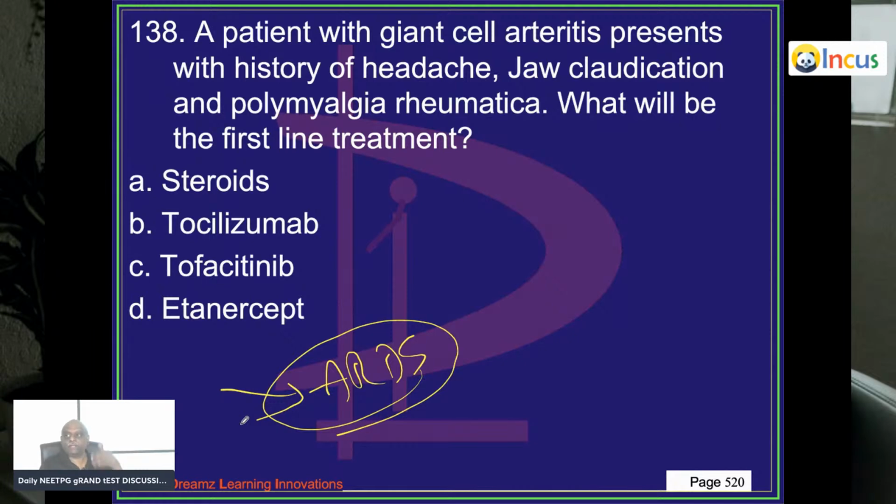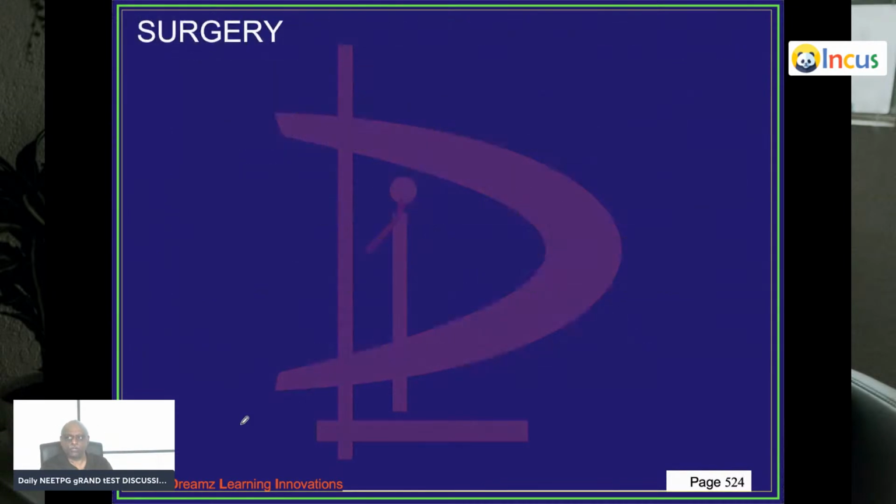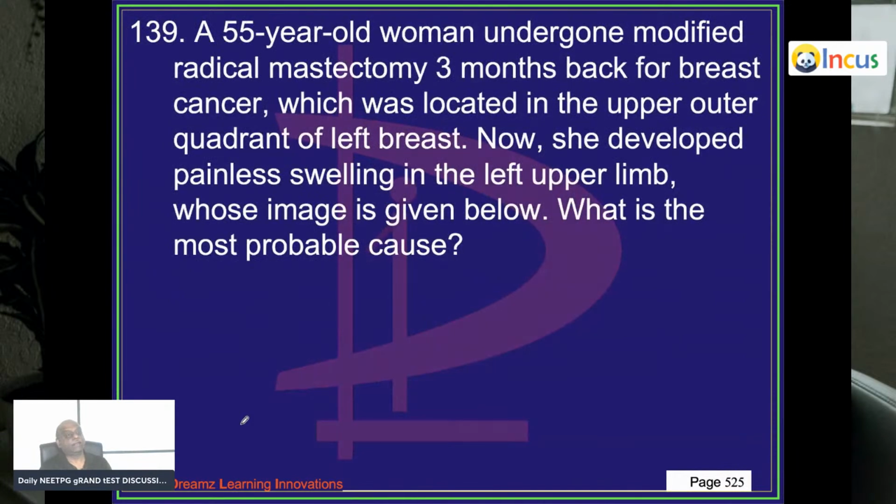A patient with giant cell arthritis with history of headache, jaw claudication, polymyalgia rheumatica, how do you want to treat? Methylprednisolone. If you don't start methylprednisolone immediately, even without waiting for the results of the temporal artery biopsy, blindness develops. So methylprednisolone should be started.